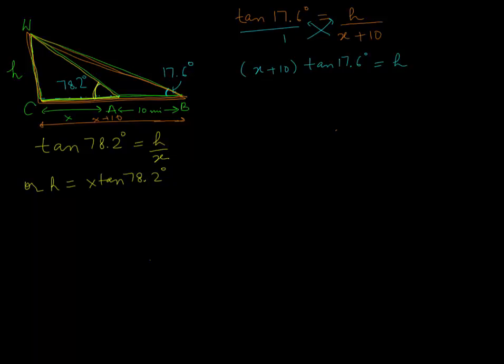So now see that both the equations are giving us a value for H. H equals X tan 78.2, H equals X plus 10 tan 17.6. But since we're talking about the same H, that means these values must be equal. So one way to solve from here onwards is by equating the equations. So we can say that X plus 10 tan 17.6 is equal to X tan 78.2. So let me write this down first.